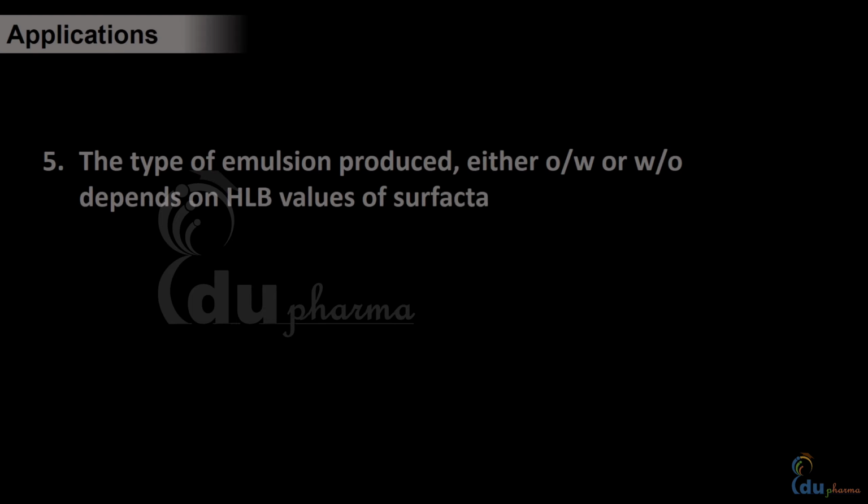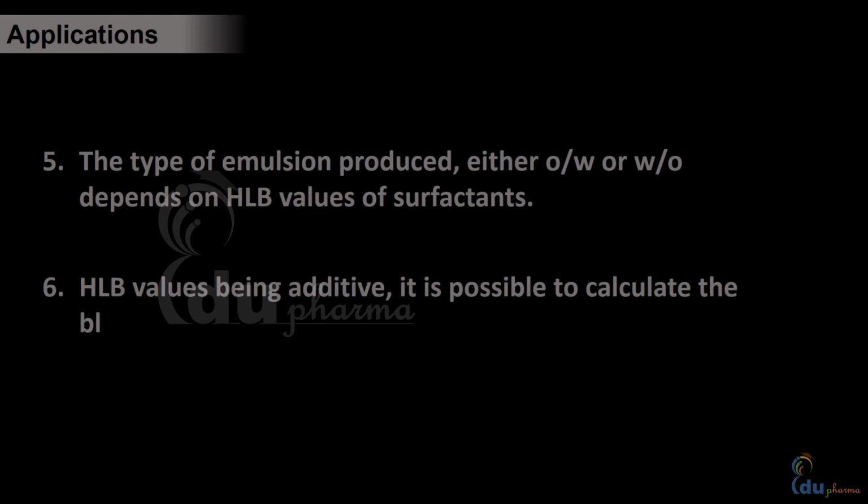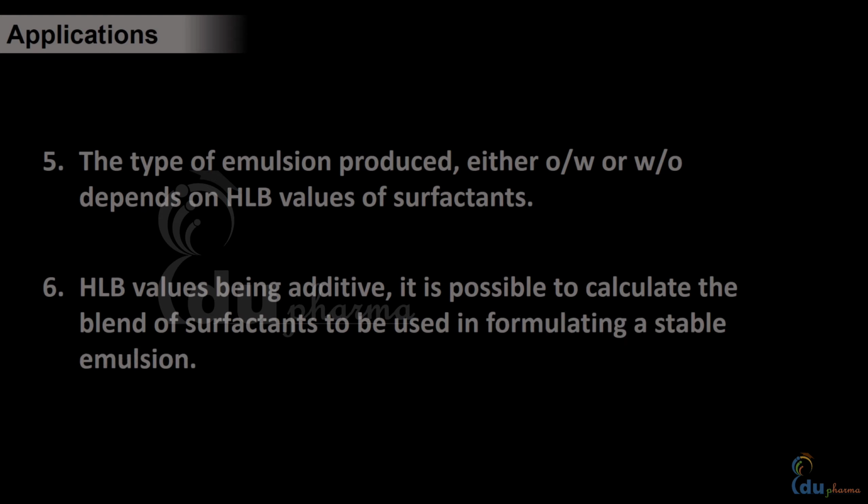The type of emulsion produced, either oil in water or water in oil, depends on the HLB values of surfactants or their mixture. In general, oil in water emulsions are formed when the HLB of the emulgent is within the range of about 8 to 16, and water in oil emulsions are formed when the range is about 3 to 8. Another significance of HLB value is that HLB values are additive. It is possible to calculate the blend of surfactants to be used in the formulation of a stable emulsion.